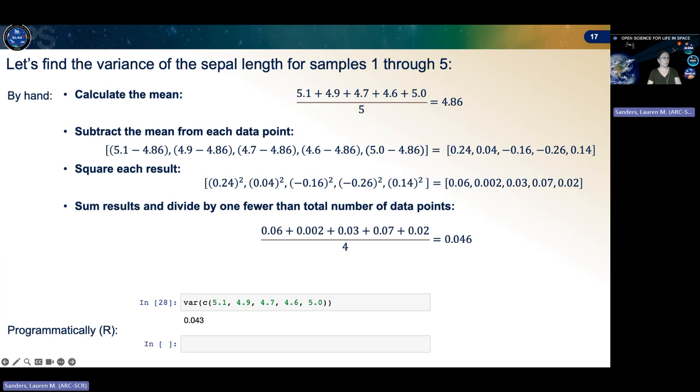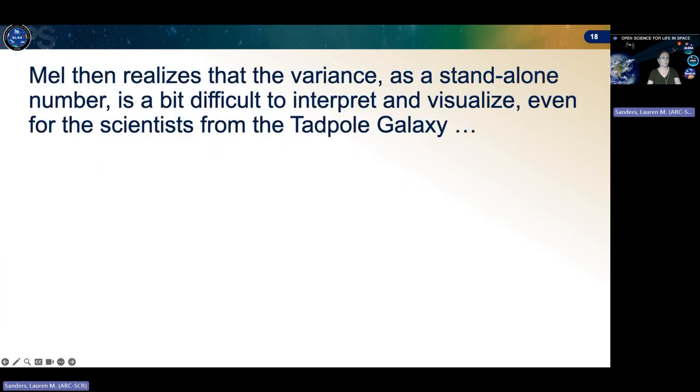Again, we can calculate this programmatically, and we get a slightly different answer just because of rounding is different when you do it by hand versus programmatically in R. But again, this number is a little bit meaningless. 0.046, 0.043, what exactly does that mean to us? Well, standalone, the variance has limited utility, but we can use it to calculate the standard deviation of the data set, which is a little bit more interpretable.